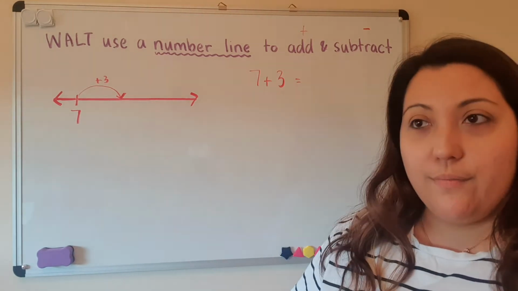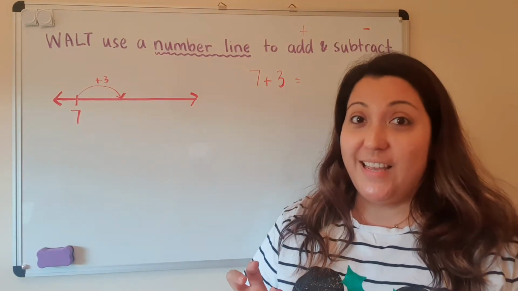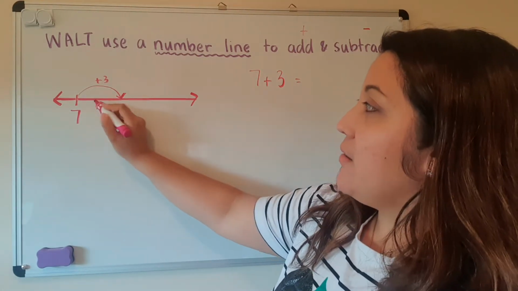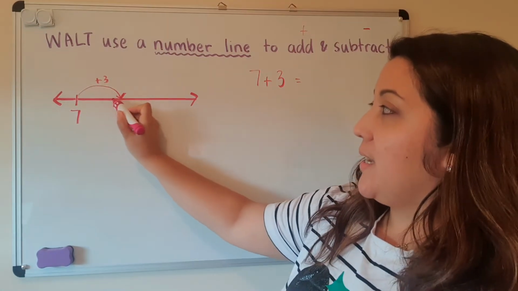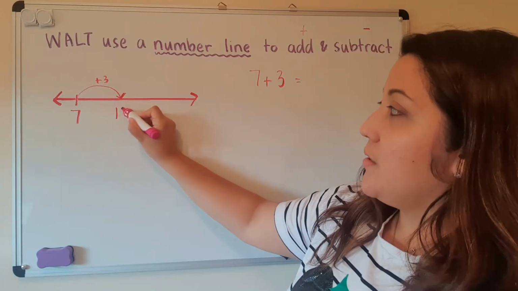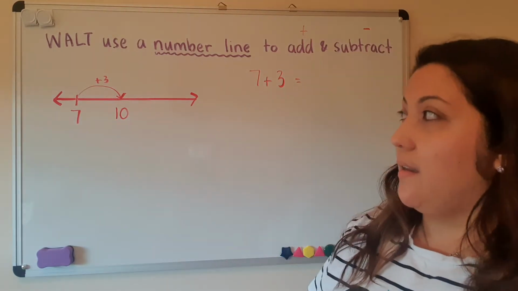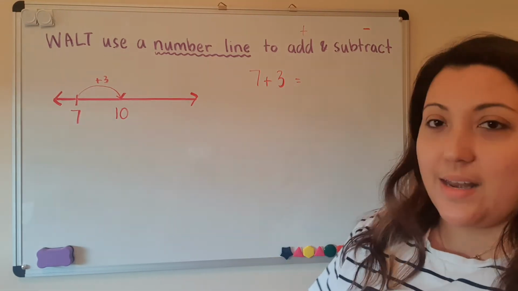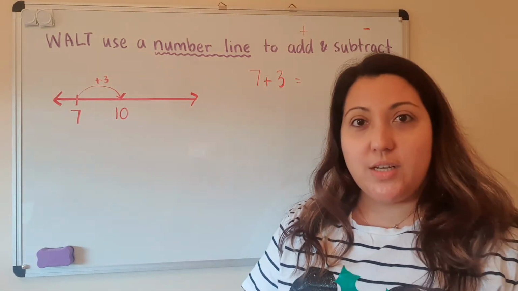And if I remember my friends of 10, I know that 7 and 3 are friends of 10. So then I don't need to write all the numbers 8, 9, 10 in the middle here. I can just write my number 10. So that's one example of how to add on a number line using one-digit numbers.